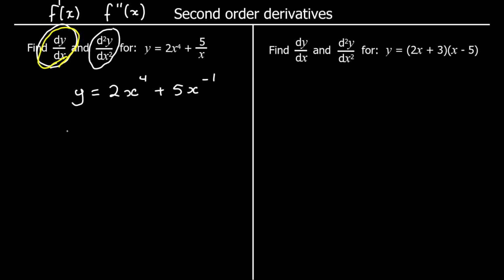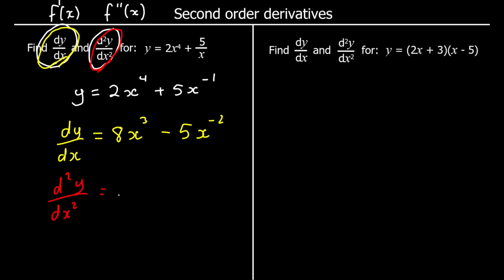And then I'm going to times by the power, take 1 off the power. So for the first derivative, for dy dx, times by the power, take 1 off the power, and times by the power, take 1 off the power. Then for our second derivative, again, times by the power, take 1 off the power. So 3 times 8 is 24, take 1 off the power, 3 take away 1 is 2, and then times by the power, -5 times -2 is +10, and -2 take away 1 is -3. So that's our second derivative, and it tells us the gradient of the gradient.